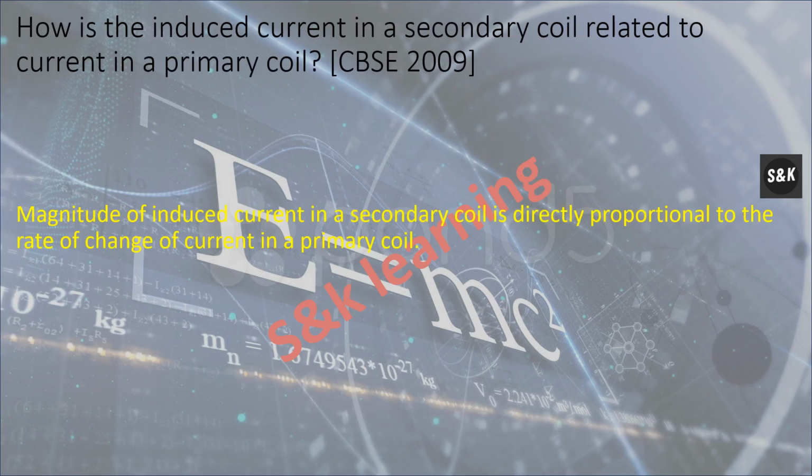How is the induced current in a secondary coil related to the current in a primary coil? Magnitude of induced current in a secondary coil is directly proportional to the rate of change of current in the primary coil.